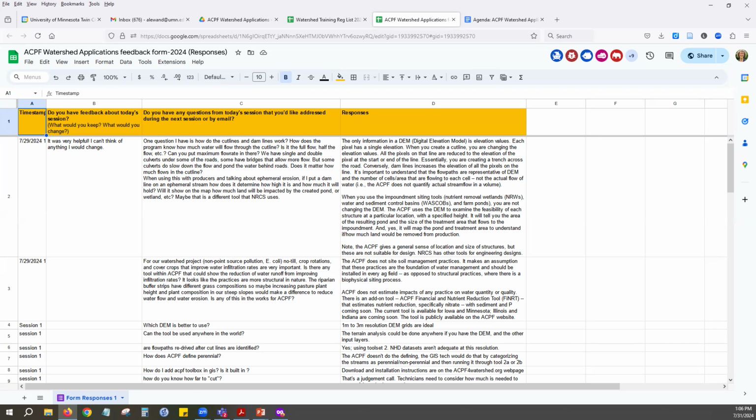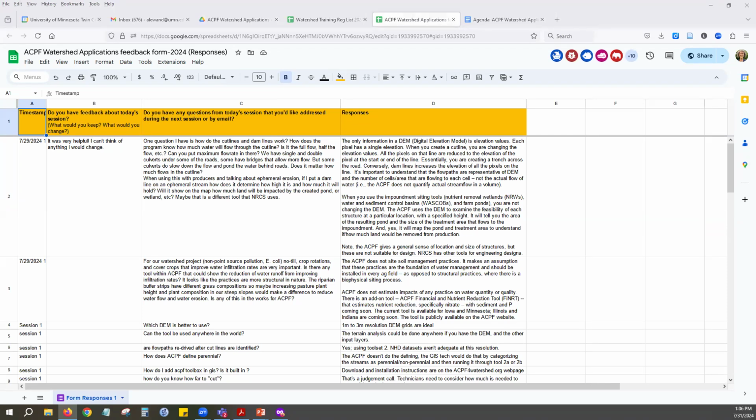The principle is similar with dams, except instead of dropping the elevation of those grid cells, you're increasing the elevation of those grid cells to reflect an impediment or impoundment of some kind. So one thing to be really, really clear about here is that the process for cuts and dams, you're modifying the DEM, not modifying any sort of flow or volume of water. It's just a modification of where that water is flowing.